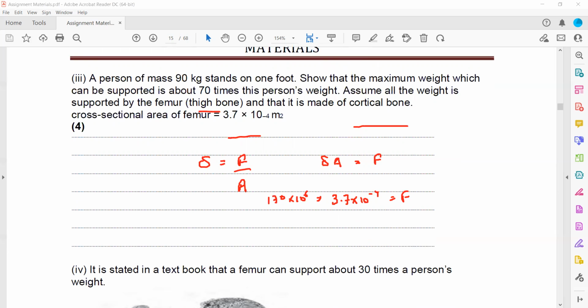This will give us the value of the force, which will be 61,810 Newton. That's the force on the bone.